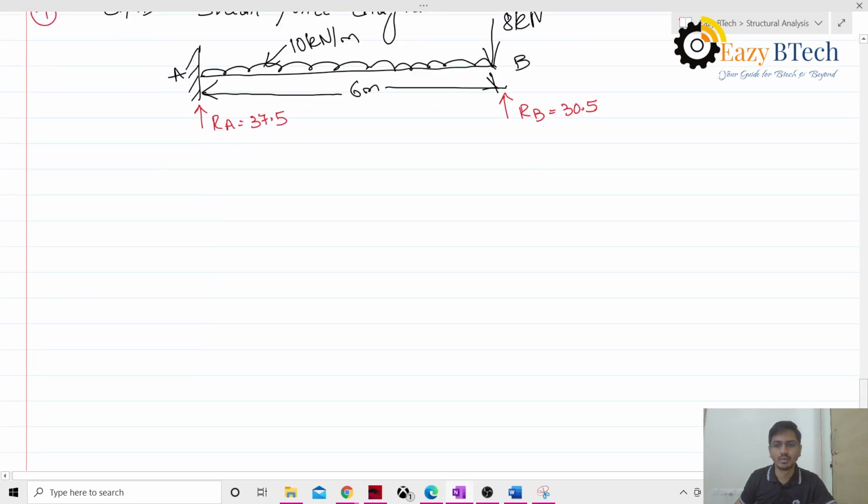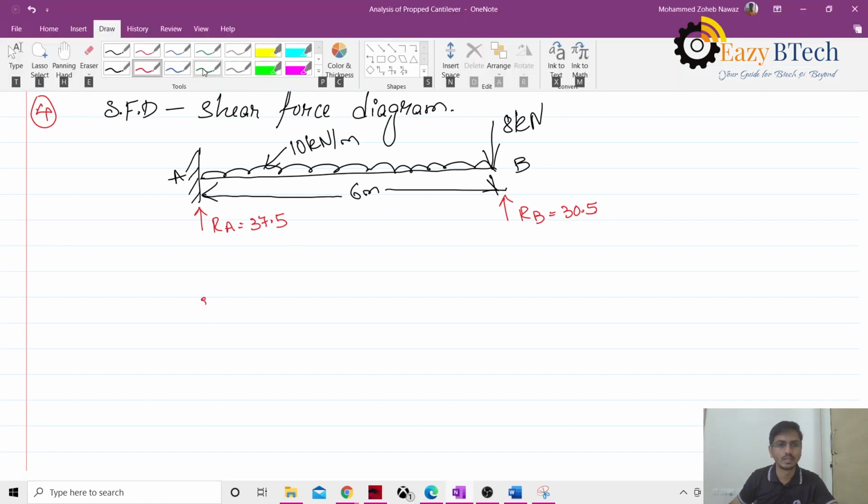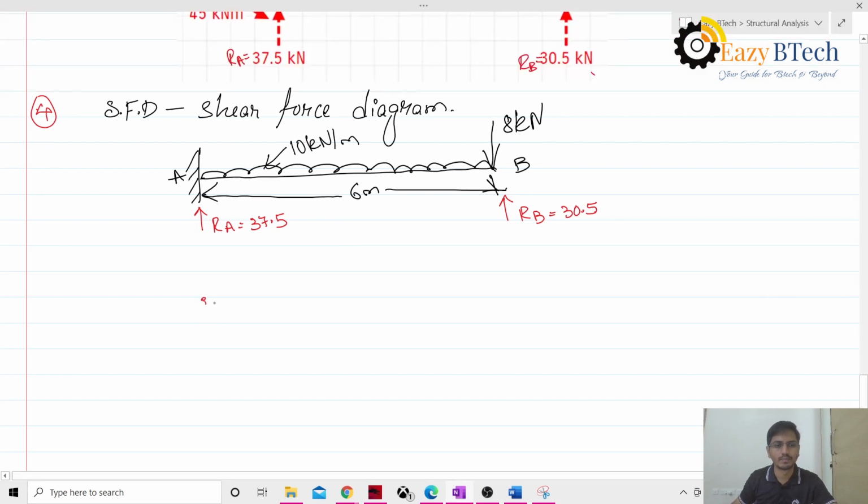We'll go from left to right. First is the leftmost end. On the left hand side, I have a reaction of 37.5 kN. Since it is going upward direction, draw this one. We need to give the value in the direction. Its intensity is 37.5 kN. This is my point A. This is my point B.